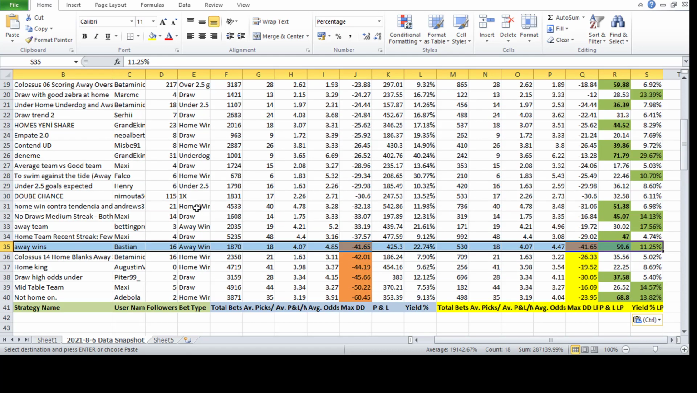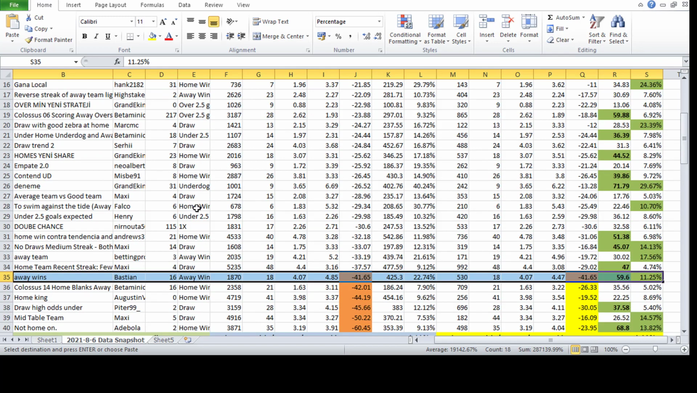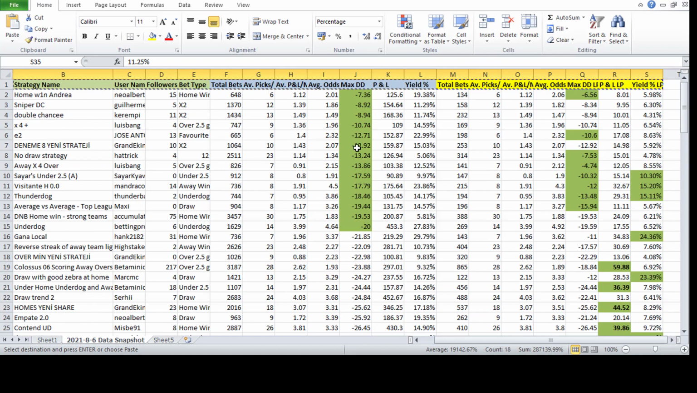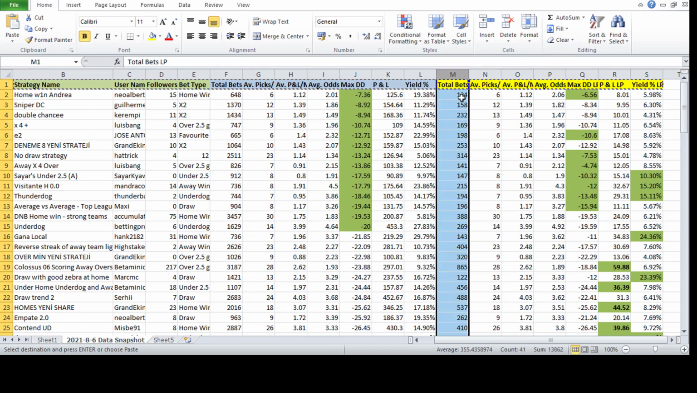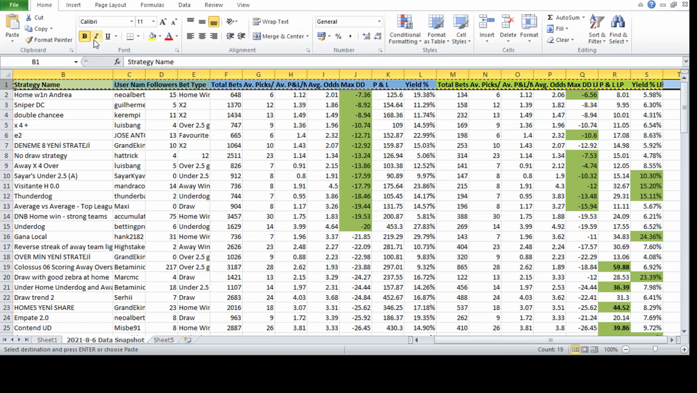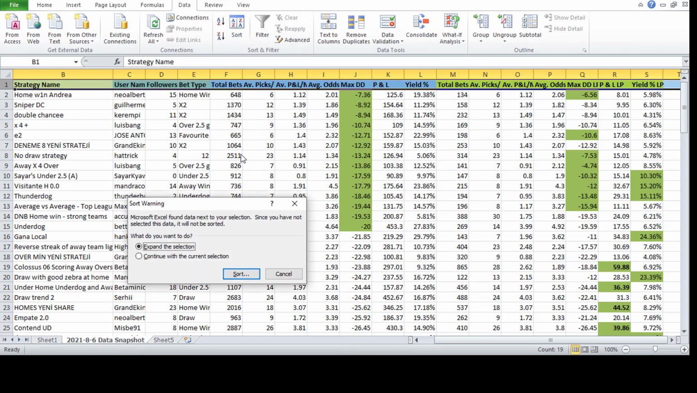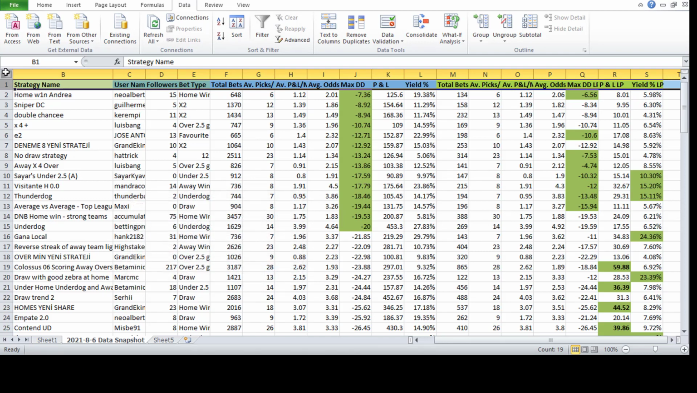Then I'm looking at this one here, away wins with Bastion. So I'm not a big fan of away wins generally, and often when I put strategies together, I prefer home wins and draws, and draw no bets and double chances. I don't really like standard away wins. So it's up to you if you want to include those kind of strategies in there for consideration.